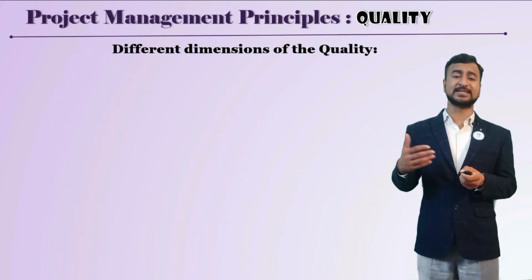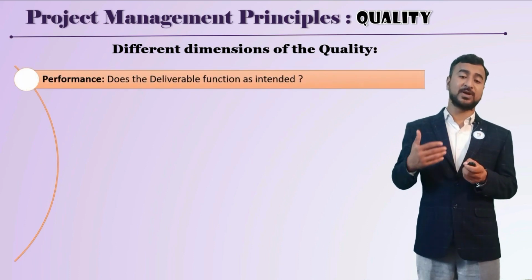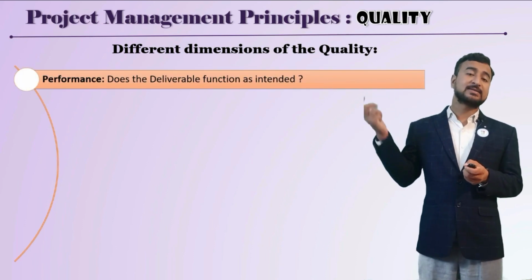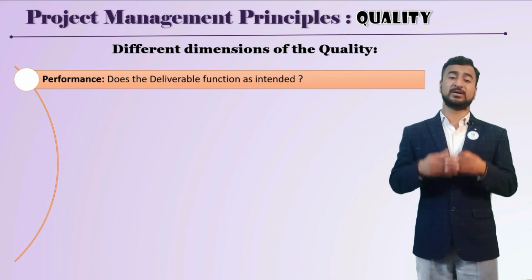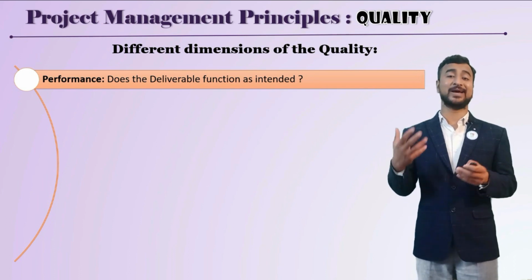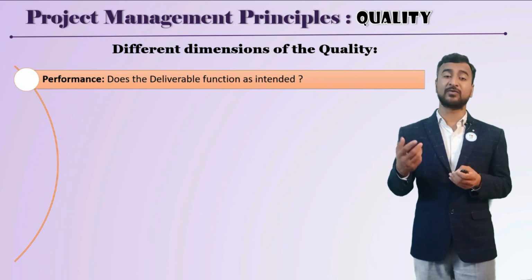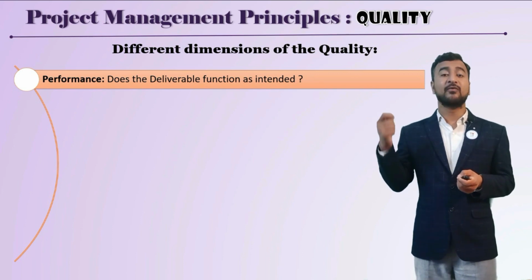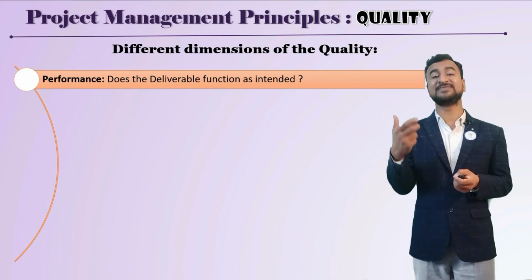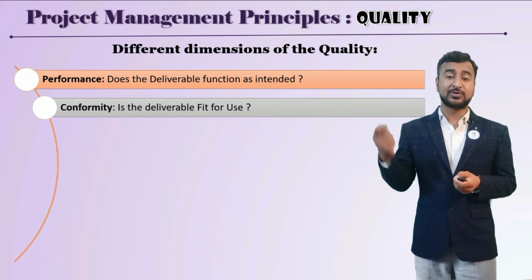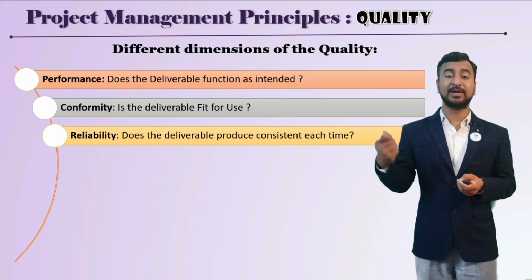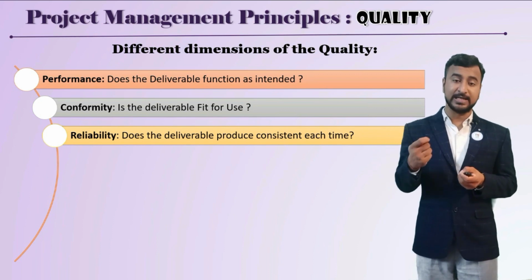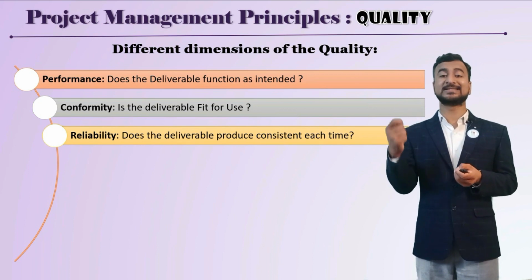Let's further discuss the different dimensions of quality. There are some keywords or terminology introduced in PMBOK version 7 that you have to be aware of to deal with quality. First, performance: does the deliverable function as intended? It is fit for purpose. Related to conformity: is the deliverable fit for use? Then reliability: does the deliverable produce consistent results each time?